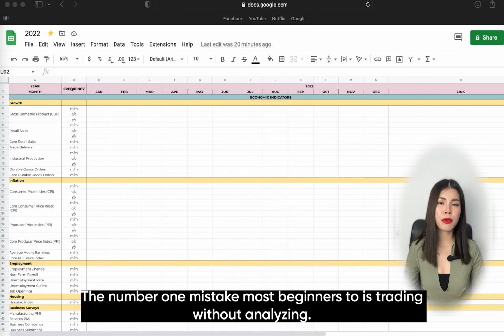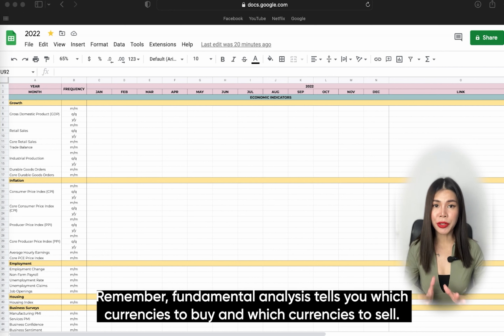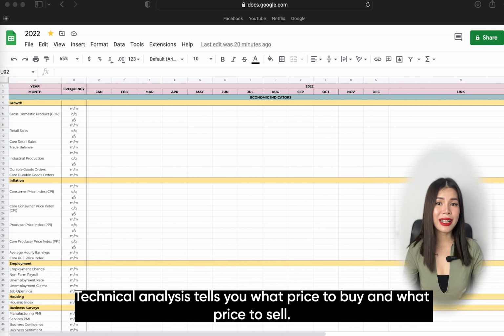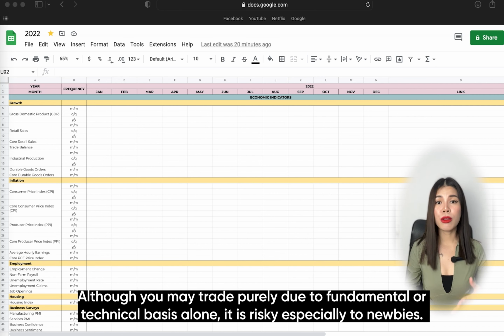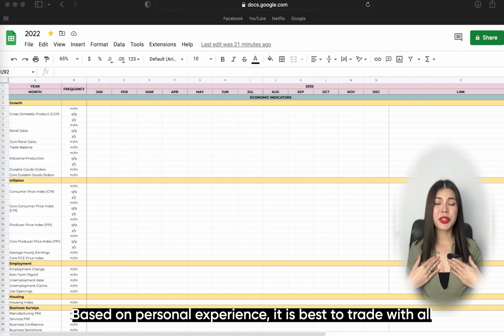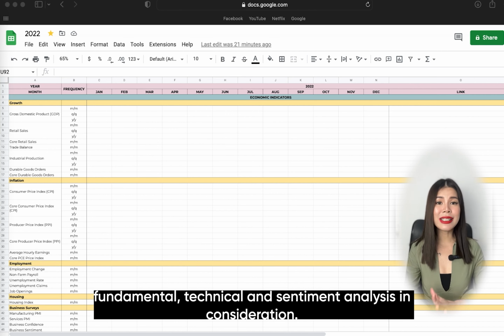The number one mistake most beginners make is trading without analyzing. Remember, fundamental analysis tells you which currencies to buy and which currencies to sell. Technical analysis tells you what price to buy and what price to sell. Although you may trade purely on a fundamental or technical basis alone, it is risky, especially for newbies. Based on personal experience, it is best to trade with all of fundamental, technical, and sentiment analysis in consideration.